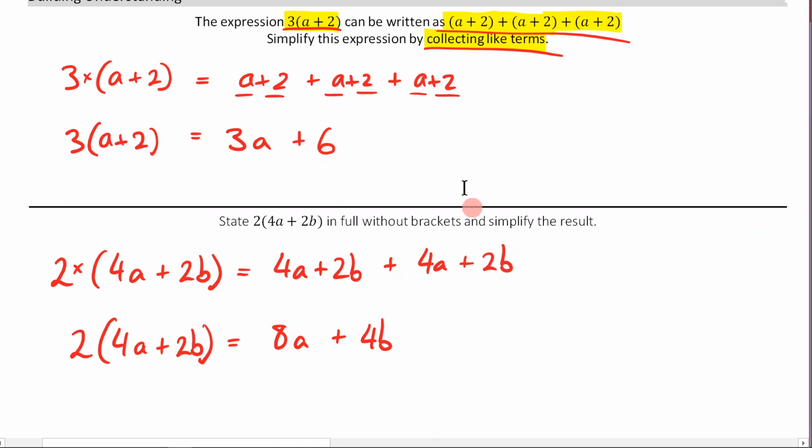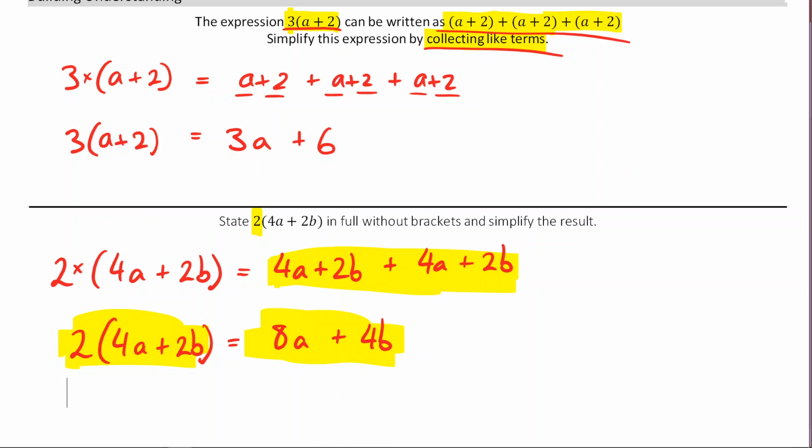Now the question is, is there a quicker way of going from this to this, because it's a bit cumbersome writing out this repeated working. And can you imagine if instead of 2 or 3 we had 8 out the front? It would take us a long time to write them all out. So is there a quicker way of figuring out this equivalent expression? And there absolutely is. And maybe you've already seen it.